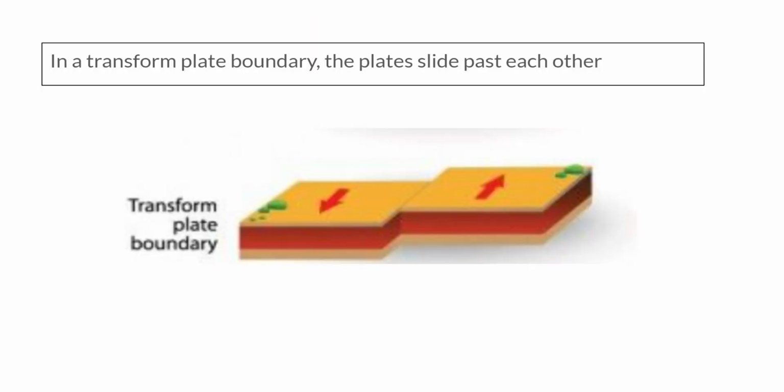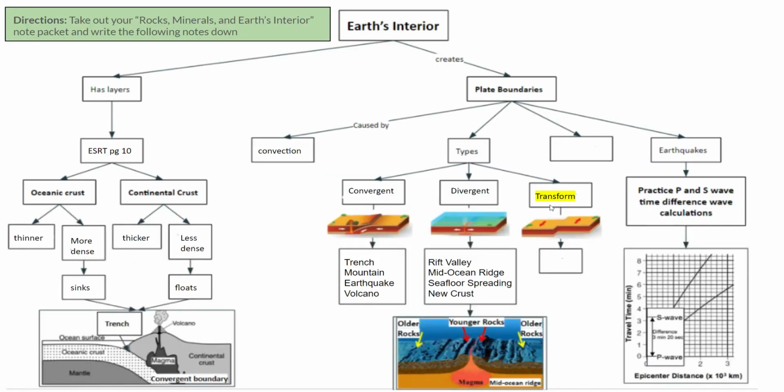Now, our last plate boundary is a transform plate boundary. And in a transform plate boundary, the plates slide past each other. Let's write that down. Pause this video. So, our last type of plate boundary is a transform boundary, where plates slide past each other.